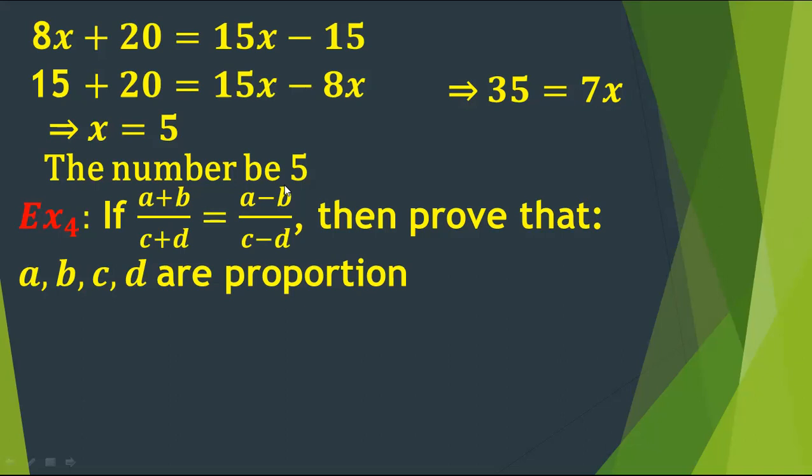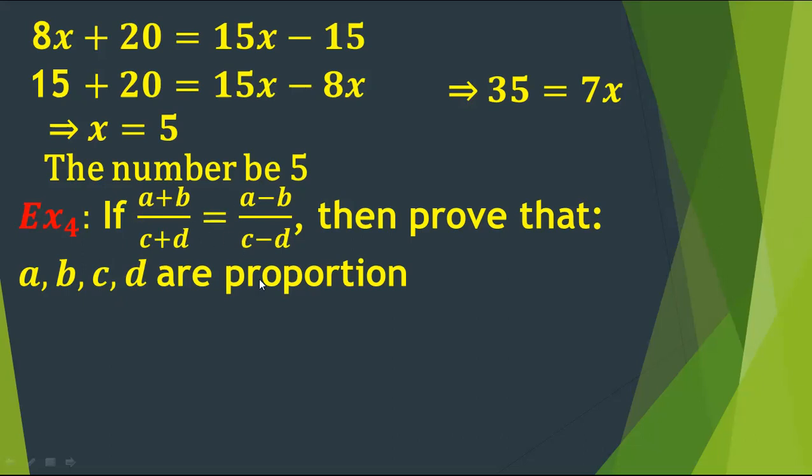We said, what is the meaning of a, b, c, and d are in proportion? It means a over b, the first divided by the second, must be equal to c over d. Sorry, a over b equals c over d. Okay, so we must prove that a over b equals c over d. What is the given here? Here we have ratio equals ratio.